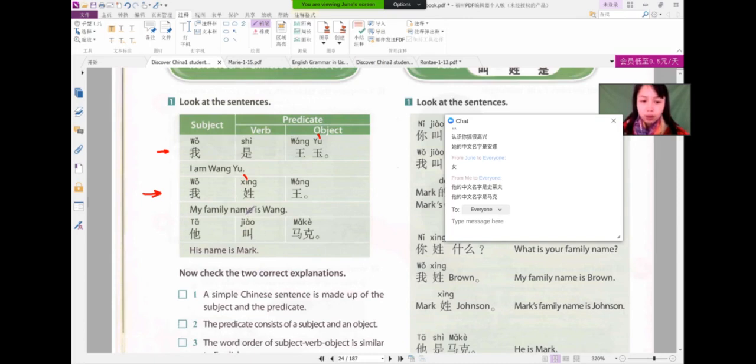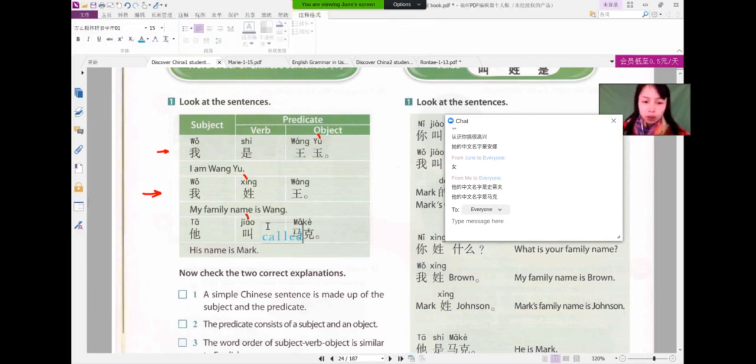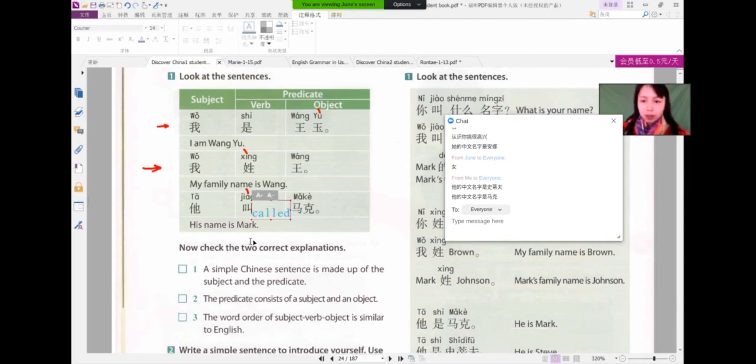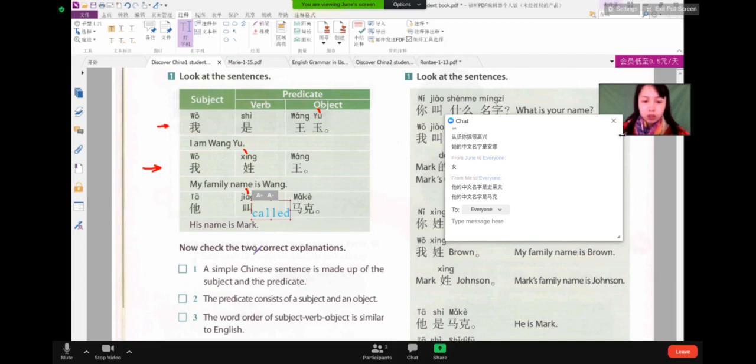他叫。Yes. Do you still remember the meaning of 叫? Name? 叫。我叫俊。My name is Jun. Yeah, you can translate like that, but 叫 by itself actually means to be called or called as. So literally translated it will be he is called as 马克. Okay, right now please choose 2 correct statement explanations. Only 2.